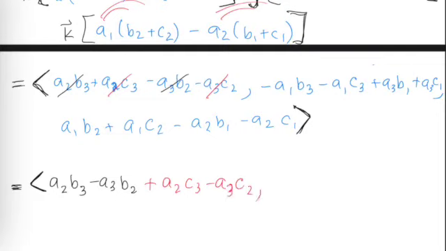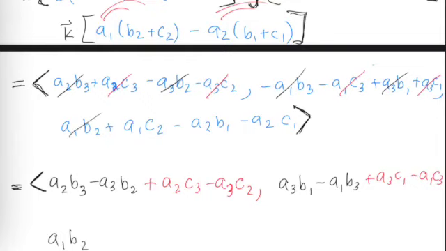So let's rearrange these other terms. We have A3B1 minus A1B3, and then we have A3C1 minus A1C3, and then for our third component we have A1B2, so let's cross that off, minus A2B1, and then A1C2 minus A2C1.